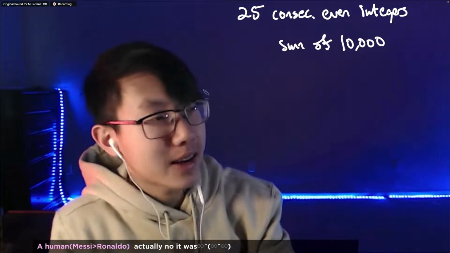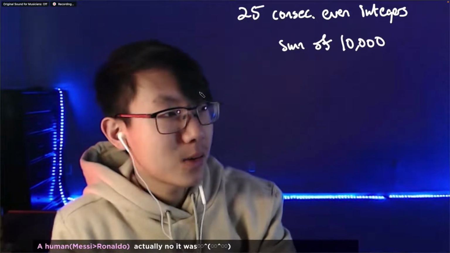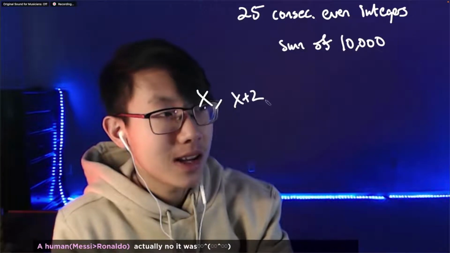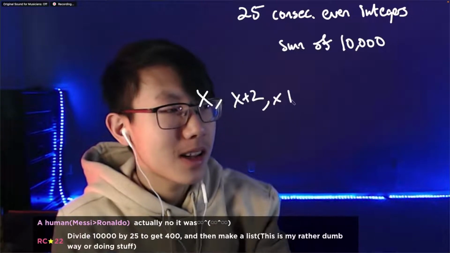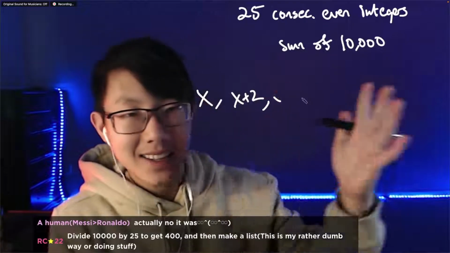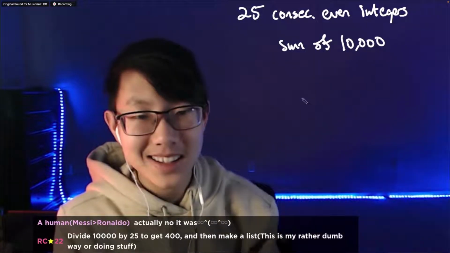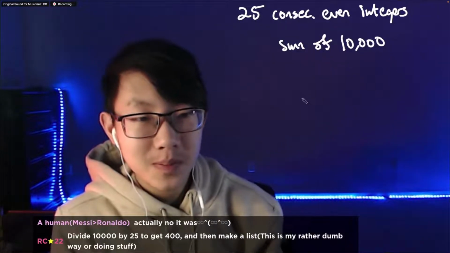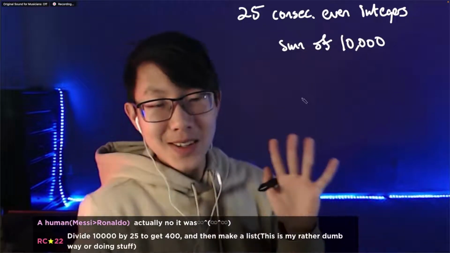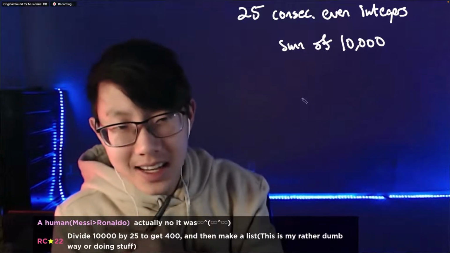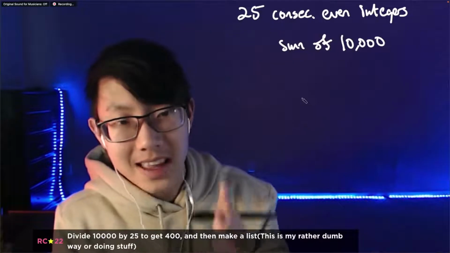We could think about, oh, if we start at the lowest number, we could start with x, then it's x plus 2, x plus 4, so on and so forth. But you would get to like x plus 48, right? And that's not that fun. So, RC, I know you say so, but I actually like this idea. Divide 10,000 by 25 to get 400, and then make a list.